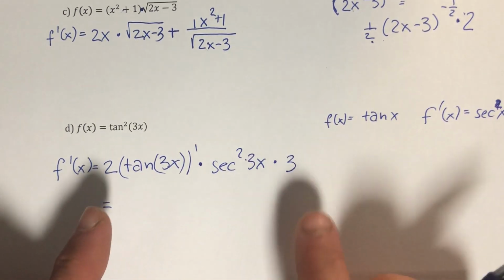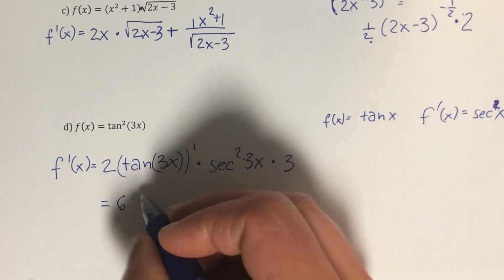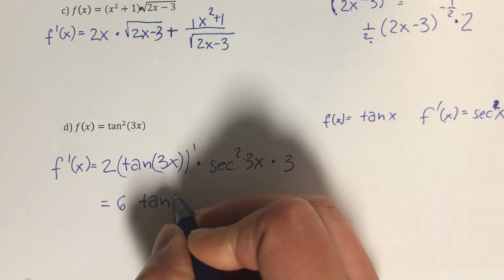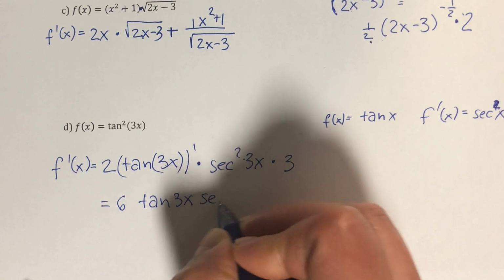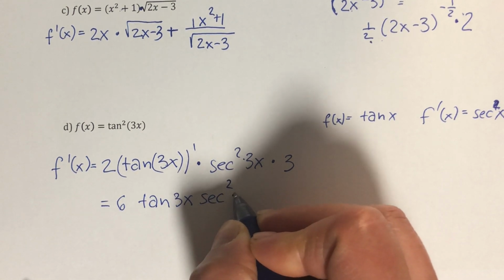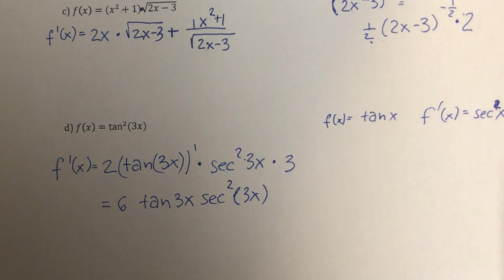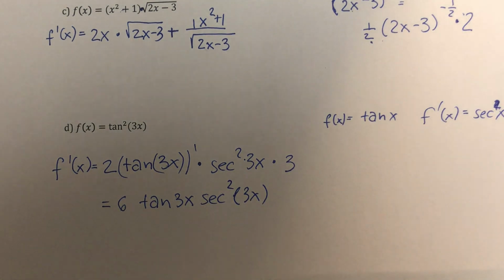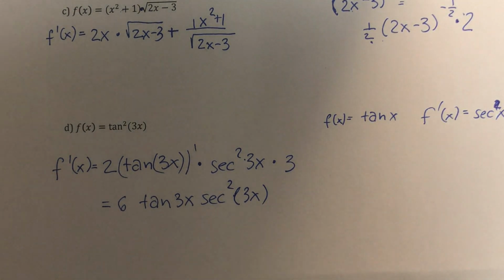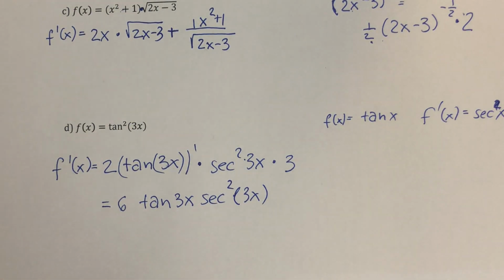To clean it up, 6 tangent 3x secant squared of 3x, done. Well, I hope you won't find any mistakes, but if there's anything that you are questioning here, anything that I possibly might have made a mistake on, or anything that you might not necessarily agree with, please let me know.